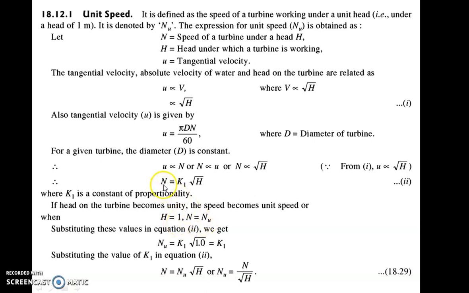So you put N_U is equal to k1 into 1. So you will get k1 as N_U. And if you put the value of k1 in this formula, N is equal to k1 under root H, you put k1 as N_U, you get N is equal to N_U root H. So N_U is equal to N upon root H. So N_U, that is unit speed, has the formula N upon root H.